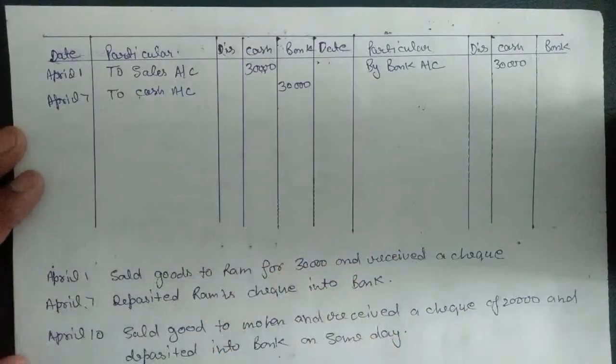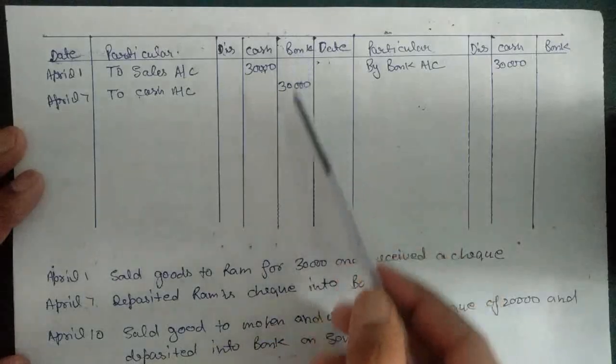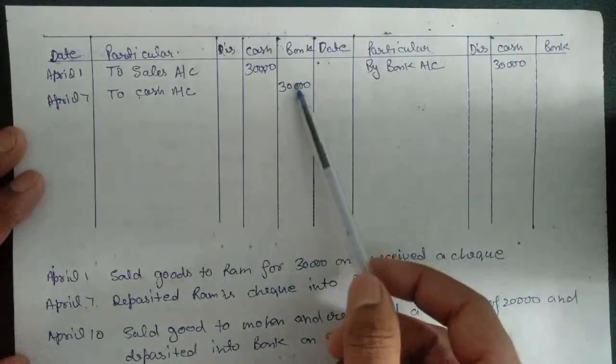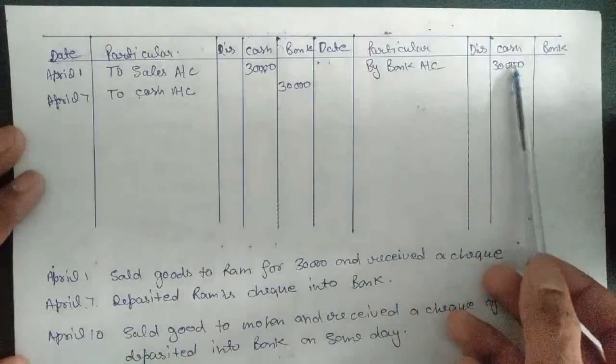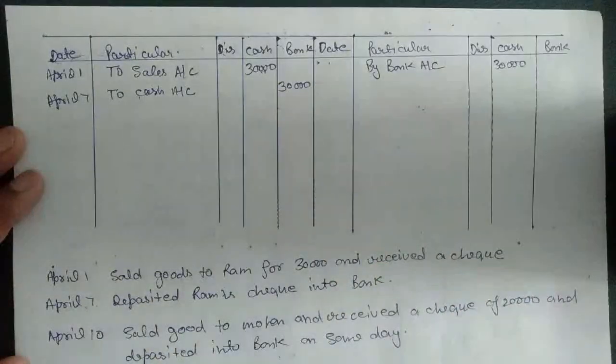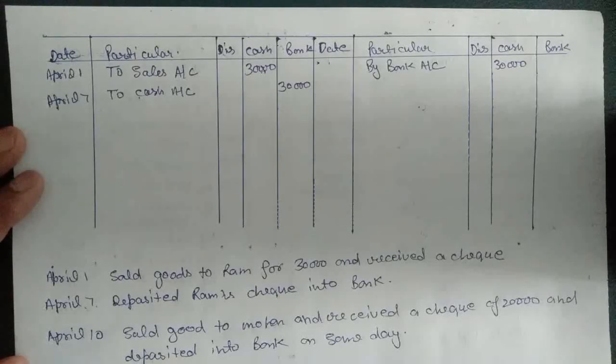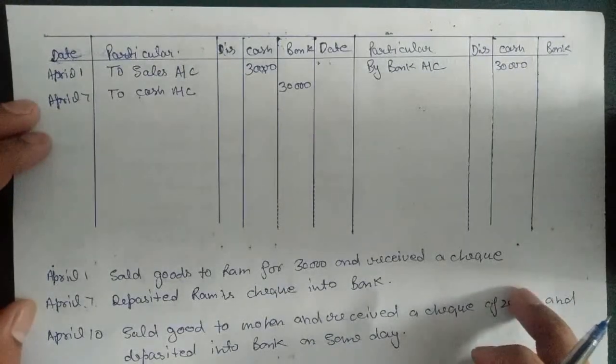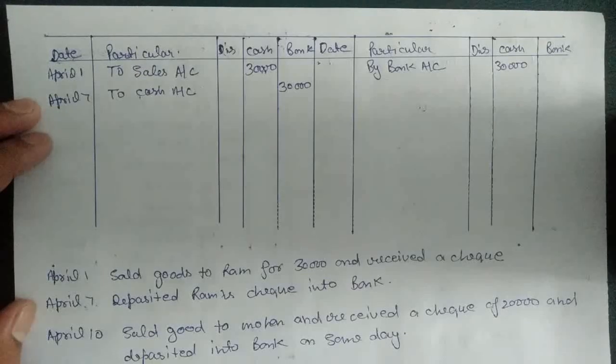When we are depositing that check into the bank account, we need to increase the balance of bank by 30,000, but we need to reduce the cash balance by 30,000, because we are depositing the same check that we received from Ram on 1st April, on 7th April. So this is the transaction for receiving a check on one day and depositing a check on some other day.